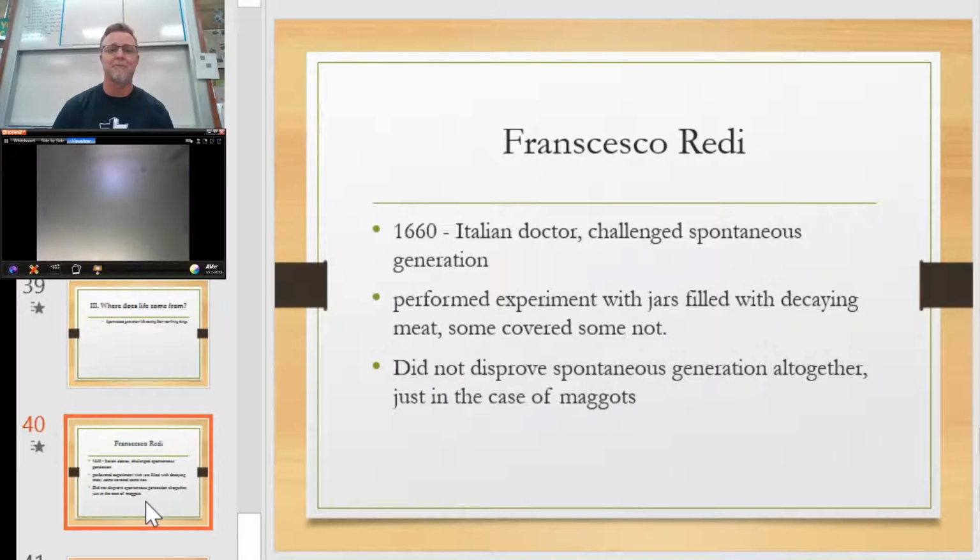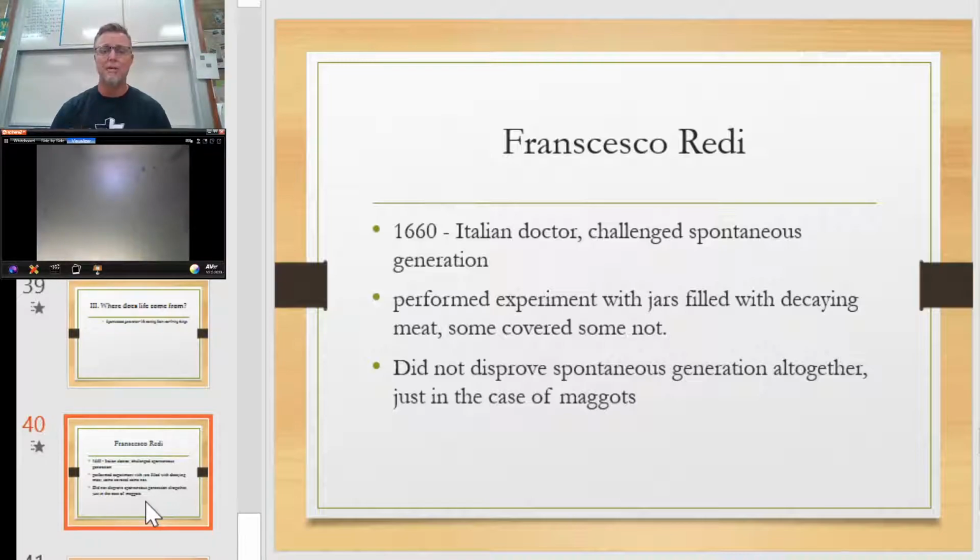Came back after a week, and you can imagine what it smelled like in there. But when he looked at the meat in the jars that were open, no lid, man, the meat was covered with maggots, worm-like baby flies. And on the jars that had the burlap lids, no maggots were on the meat. They were only on the lid itself.